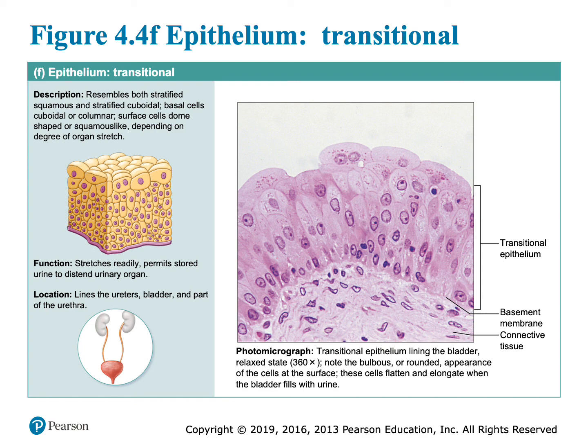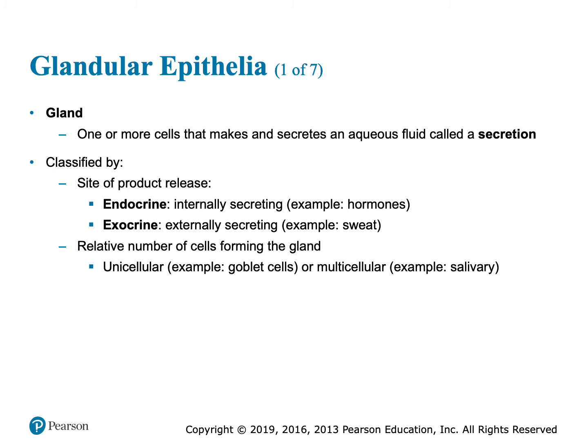Glands. This is very important to remember forever and ever. Glands make stuff, correct? Make secretions. But we have two different kinds of glands. We have endocrine glands, so those belong in the endocrine system. And then we have exocrine glands.